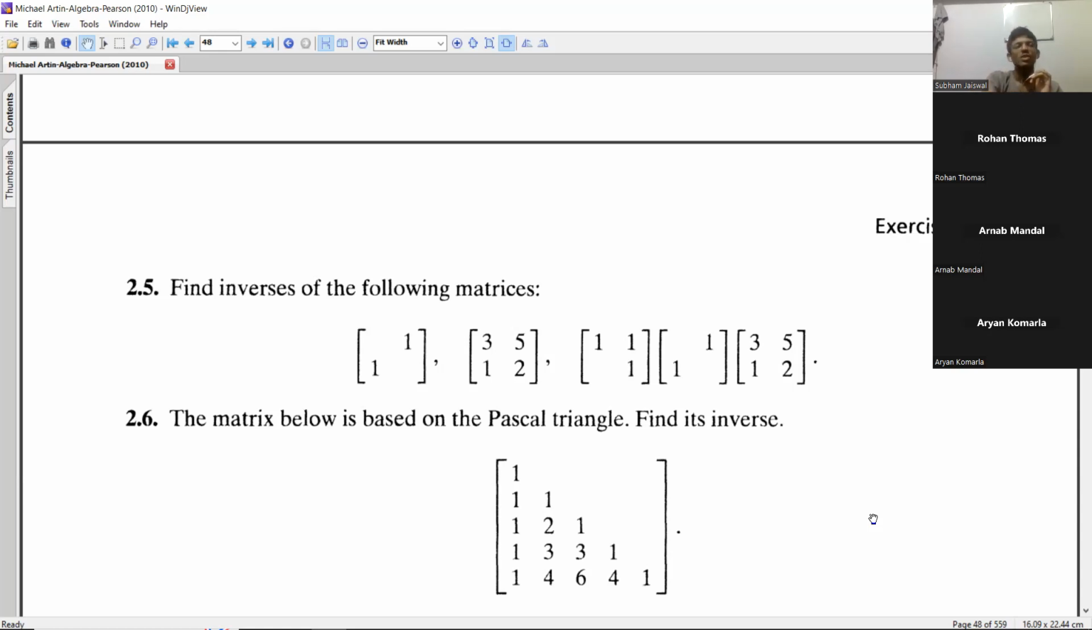So what they want you to do in this problem. First of all, it's invertible. That's clear. You see that.